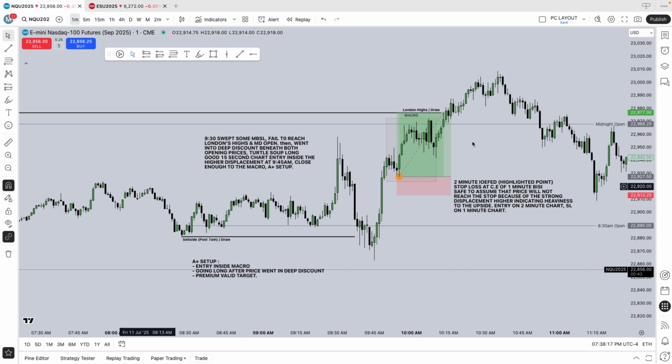and that's what it did. However, that day I didn't do this. That day I entered on the first presented fair value gap around here. I forgot the exact order, but I entered in here and my stop loss was actually too tight. I believe it was maybe below the low or some nonsense stop loss basically, guys.